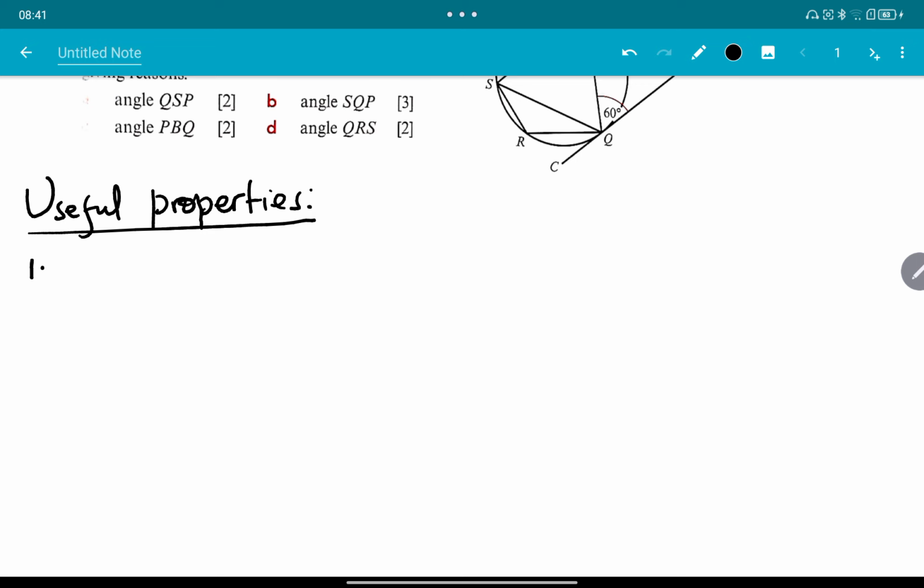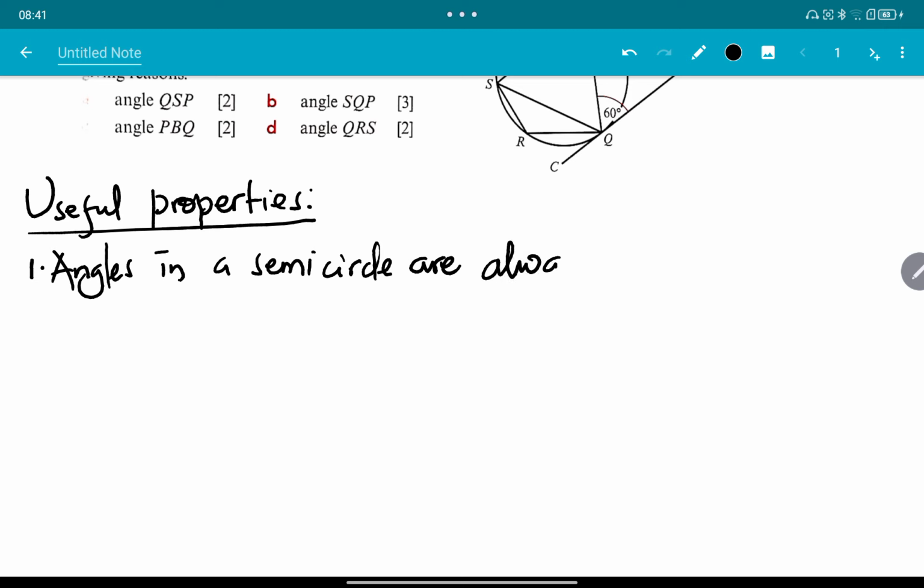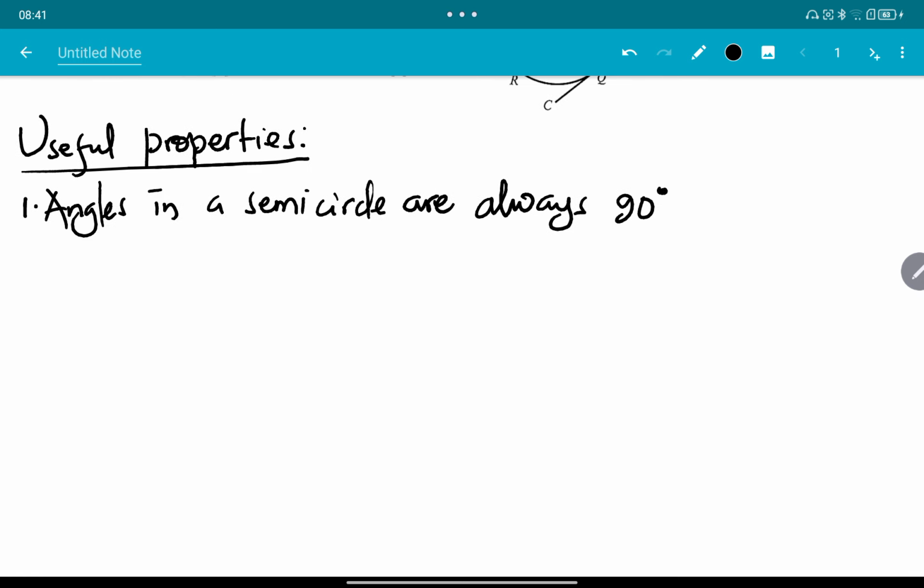The first property is that angles in a semicircle are always 90 degrees, or they are at right angle. For example, I can give an example here. Don't mind the drawings.